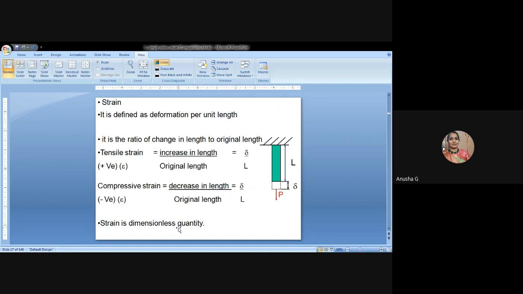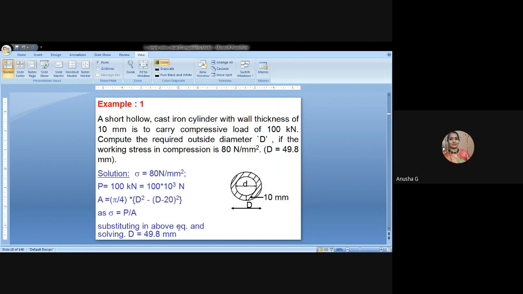The units of length are meter, mm or centimeter, divided by length again means there is no unit. Strain is a dimensionless quantity. In your competitive exams, they will ask what the units of stress and strain are. The unit of stress is Newton per mm square or megapascals. The unit of strain is a dimensionless quantity.